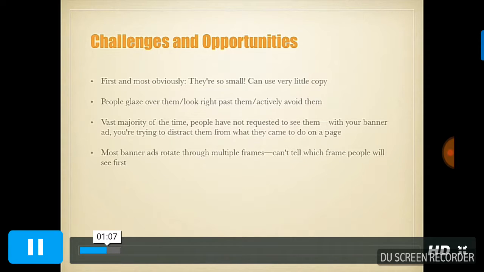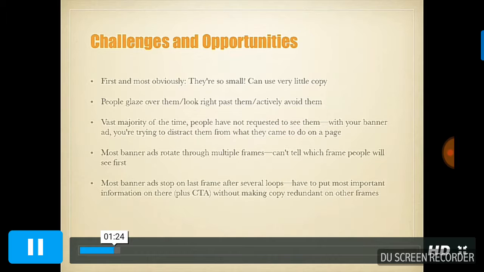Also, many banner ads rotate through multiple frames. We'll talk about this more in a few moments, but that also means that you can't tell which frame people will see first. If you have a 3-frame banner ad, you can't tell if it's going to catch their eye at frame 1, frame 2, or frame 3. Most rotating banner ads stop in the last frame after 3 loops, so you have to put the most important information on that frame with your call to action, without making any copy redundant on the other frames.